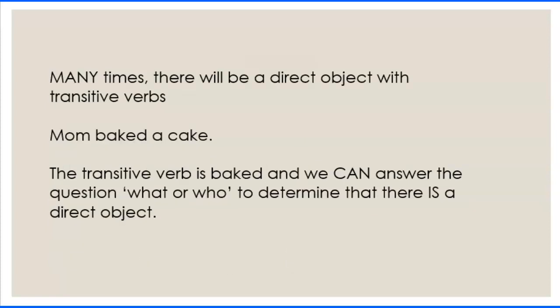Now, we've already talked about that many times, there will be a direct object with your transitive verbs. And so if you see this action in your head, then you should automatically be asking the question that indicates a direct object. So in our sentence, mom baked a cake. Mom is the subject. What did she do? She baked. Baked what? That's the question that we ask to determine if there's a direct object or not. So we can see the action in our head, and we can answer the question what or who to determine that there is a direct object. So always remember this sentence and pattern other sentences after it as you're trying to determine if there is a direct object or not.